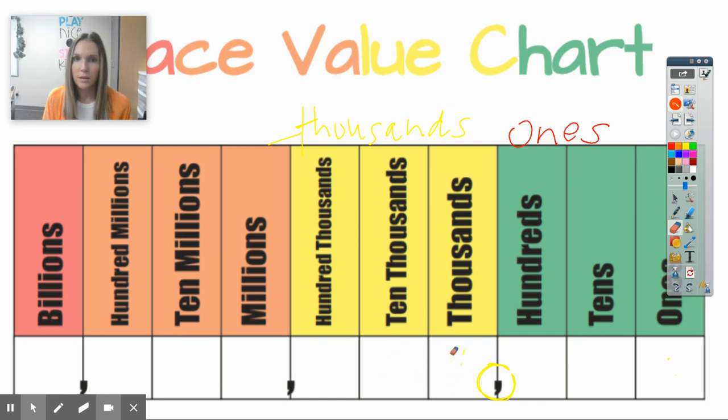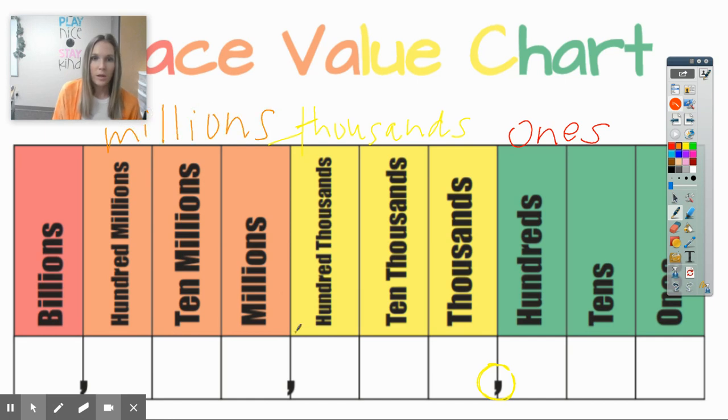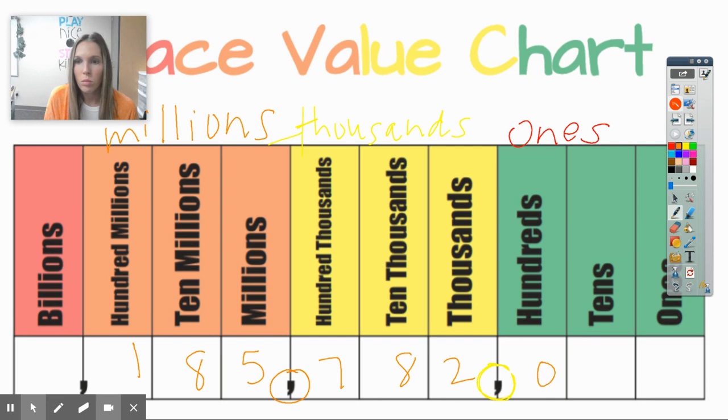You've got millions, 10 millions, 100 millions. So what do you think this place value is going to be? This period is going to be the, you're right, the millions. Okay, what do you think this comma down here represents? You're right, it represents millions. So if I had this big number right here, these commas are going to help me, and these periods are going to help me. So if I have 185, I know that I'm in the millions period, so this comma means I need to say millions. I'm going to pause. 185 million, 782,003.